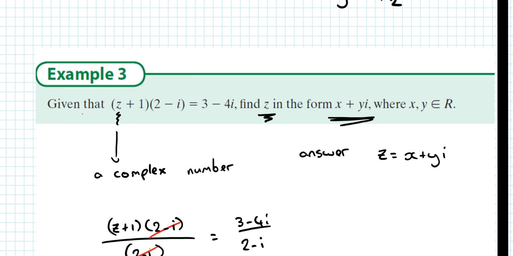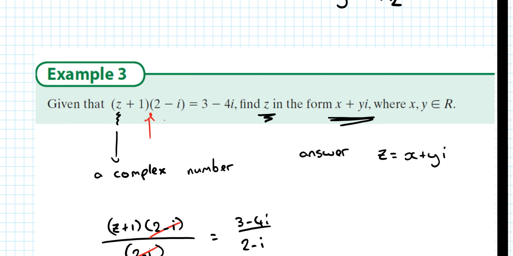Okay, so the questions do progressively get harder. We want to find, so given that z plus 1 by 2 minus i is equal to 3 minus 4i. Find z. So let's get z on its own. The first thing we should consider is we want to get this bracket on its own. So it really reads this bracket multiplied by this bracket. Okay, well, how do I get rid of two brackets being beside each other like that?